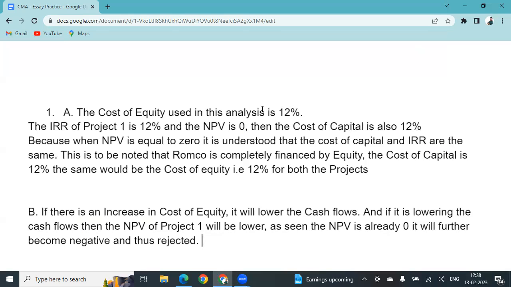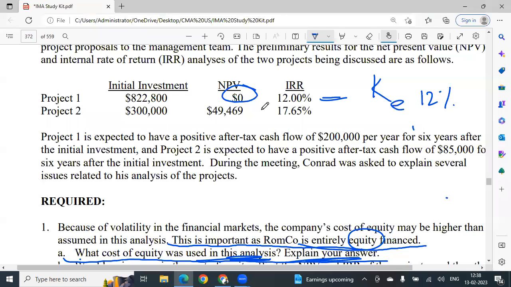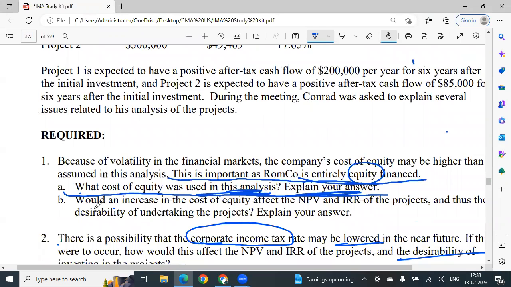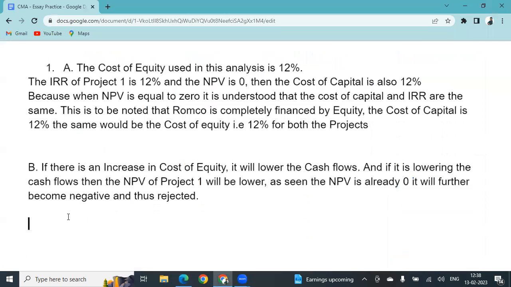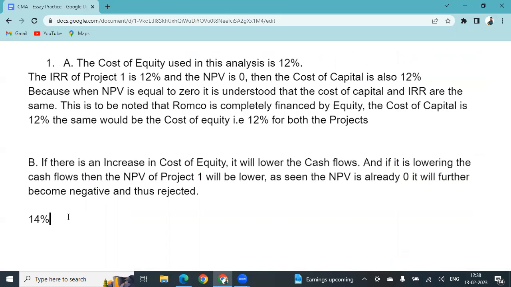Now let's talk about IRR. What will happen to the IRR if the cost of equity is increased? Okay. So if the cost of equity is increasing, as I've said earlier, suppose your cost of equity is maybe 14% and your IRR is 12%. This will make the project be rejected. So if the cost of equity is increasing, then the project will be rejected because the cost of equity is more than the IRR. I hope you guys are understanding with me.